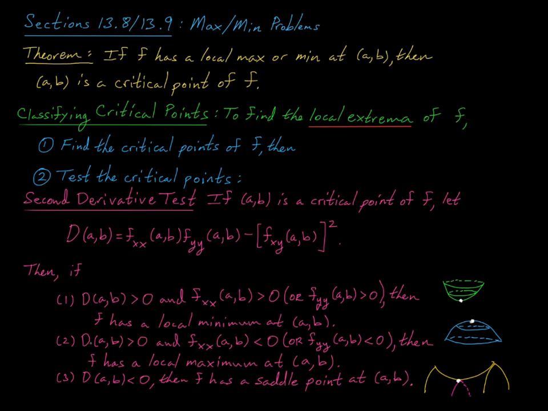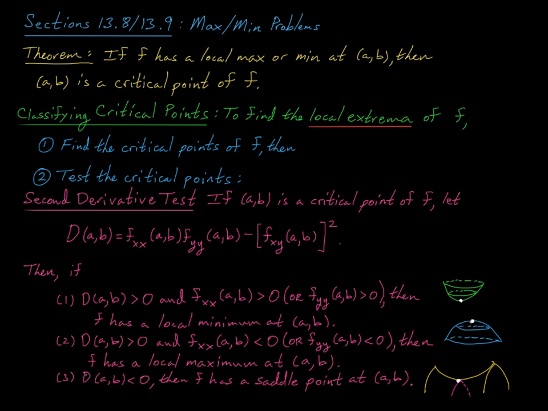Now if this quantity D is positive and the xx derivative or the yy derivative were negative at (a, b), then we would have a local maximum. This feels pretty similar to the result we saw in the last video for the second derivative test.